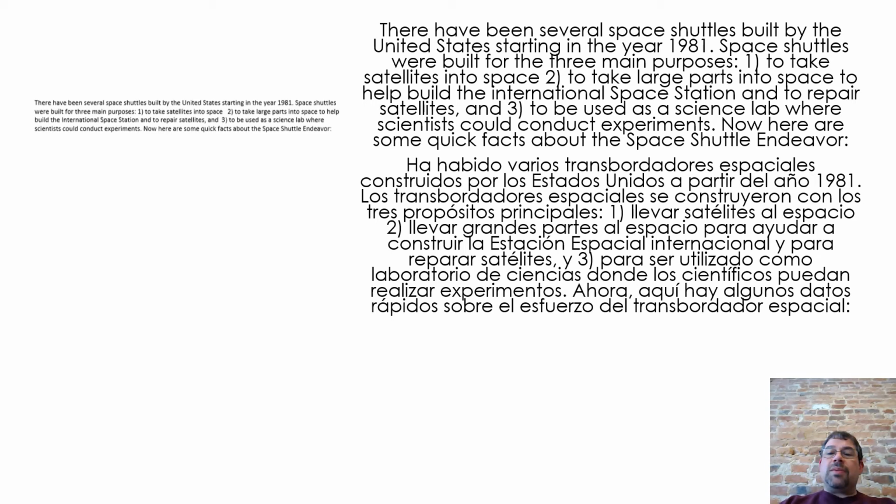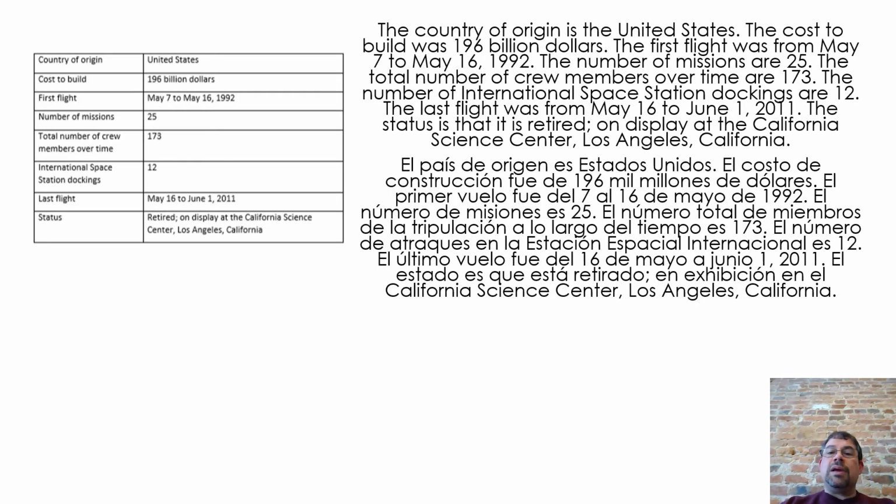Now here are some quick facts about the Space Shuttle Endeavour. The country of origin is the United States. The cost to build was $196 billion. The first flight was from May 7 to May 16, 1992. The number of missions are 25.